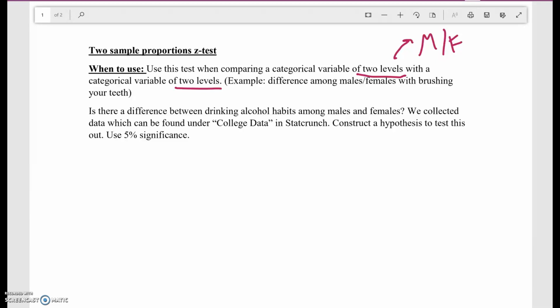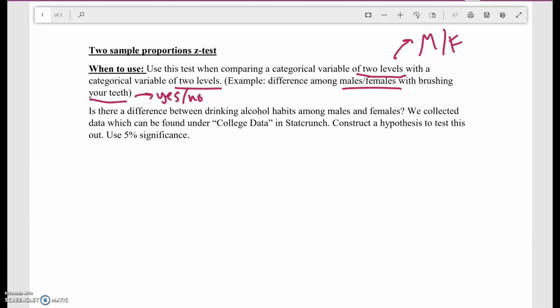And I put here an example. Is there a difference between males and females with brushing your teeth? And here, brushing your teeth can either be a yes or a no. So I can either brush my teeth or I cannot. So this would be a really good example of using a two-sample proportion z-test. Now, if you have multiple levels, this test is not appropriate for you.